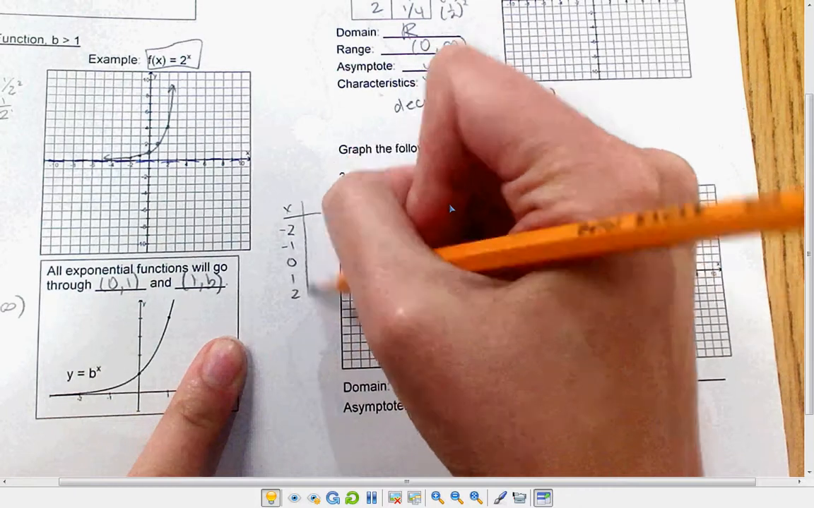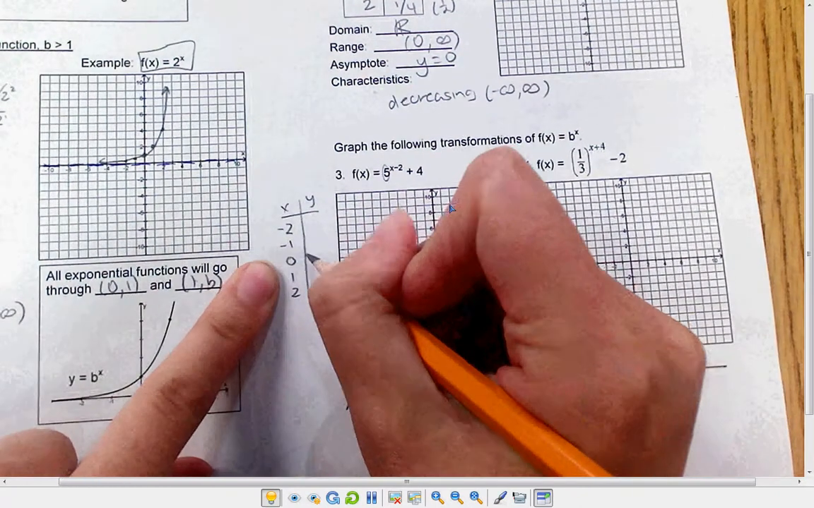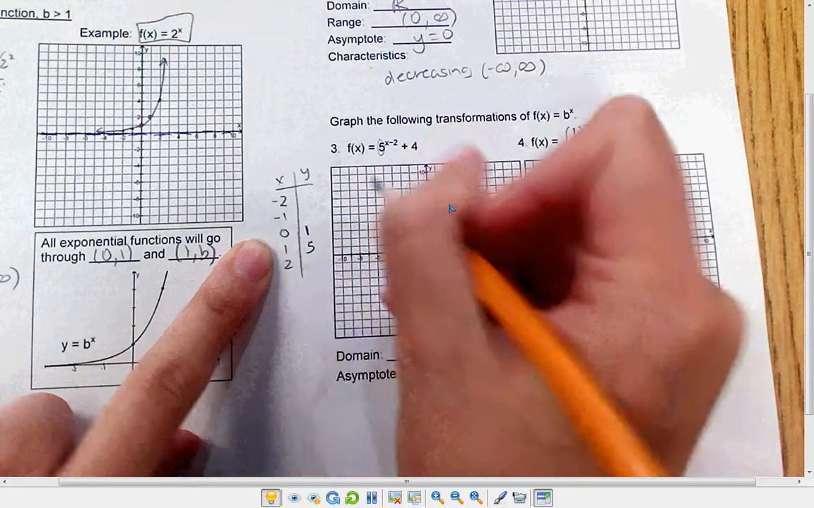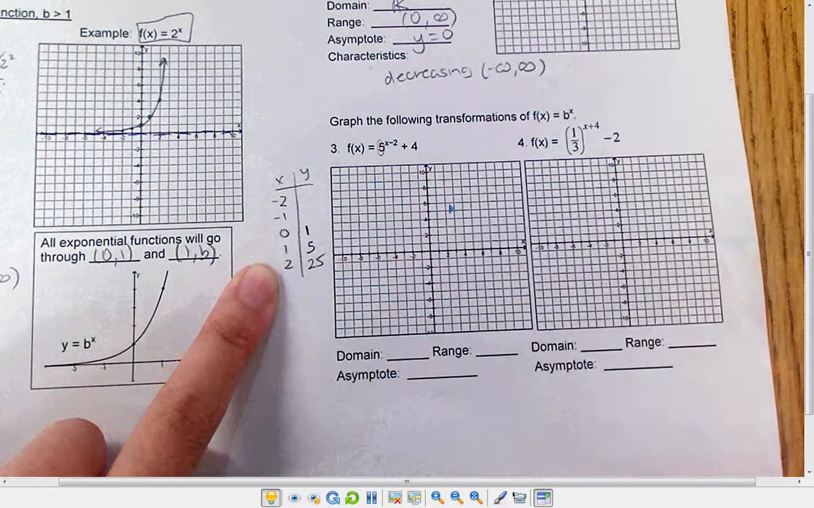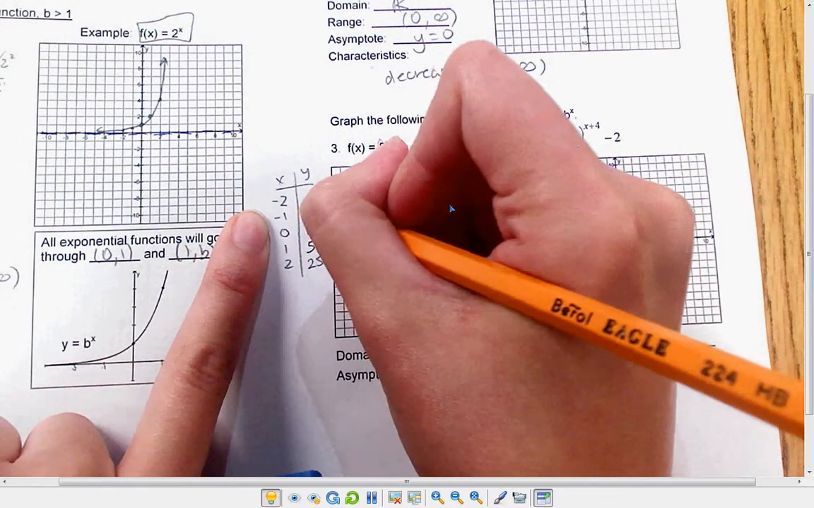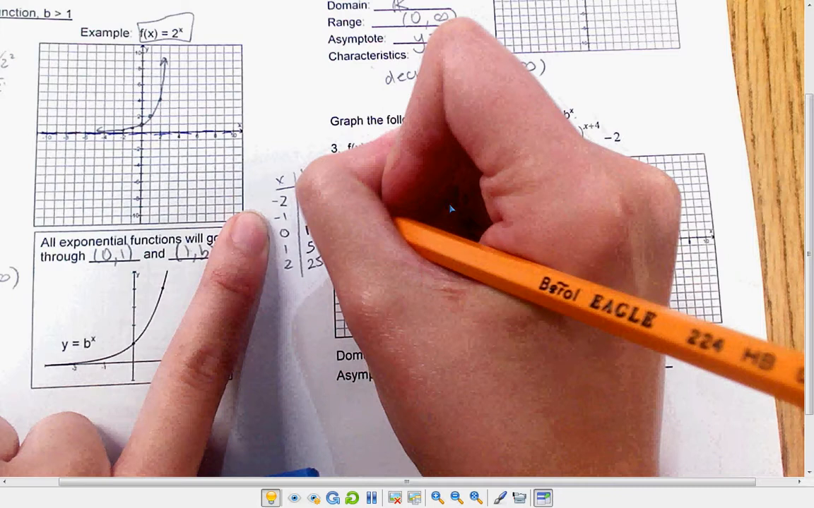So here's my x and my y. Okay. So anything to the 0 power is 1, right? 5 to the first power is 5. 5 to the second power is 25. All right, so these are the points. To the negative 1 means now it's going to be 1 over 5 and then 1 over 25.